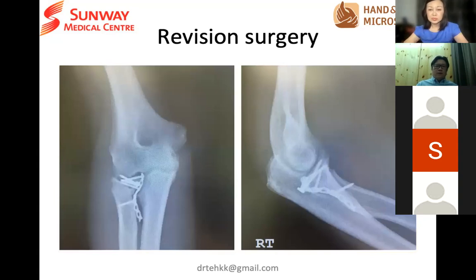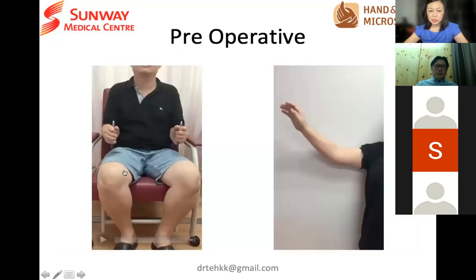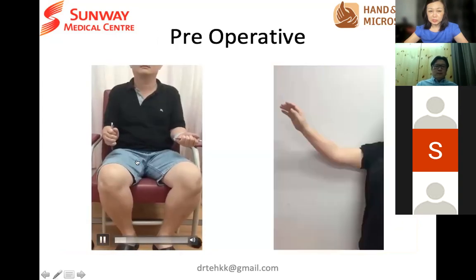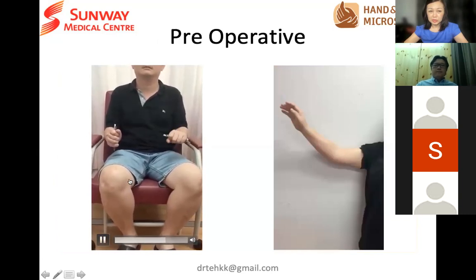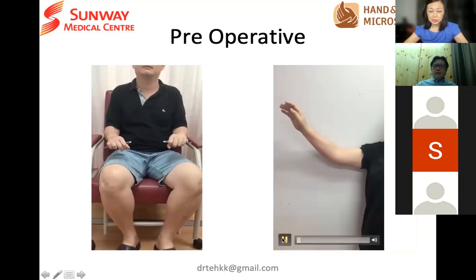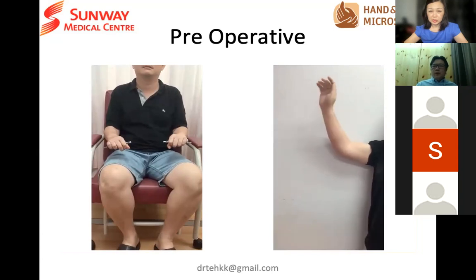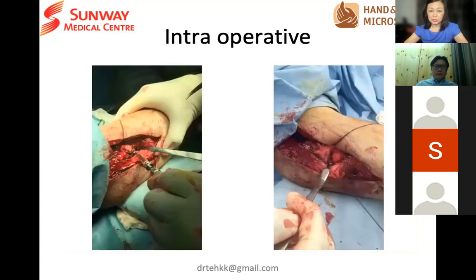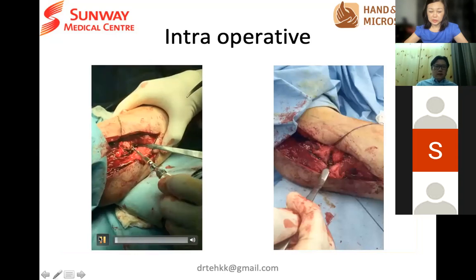Another revision surgery, a radial head fracture where, if you can see, the screws are inside the joint. So this is him pre-op. You can see there's no supination at all on this elbow. He can pronate, but there's no supination. And he's in his 40s. When he came to see me, the wife was crying. She said, "How am I going to feed my family when my husband cannot move his elbow like this? He can't even brush his teeth." So this is him in the theater. If you can see, we are trying to take out the screws there.